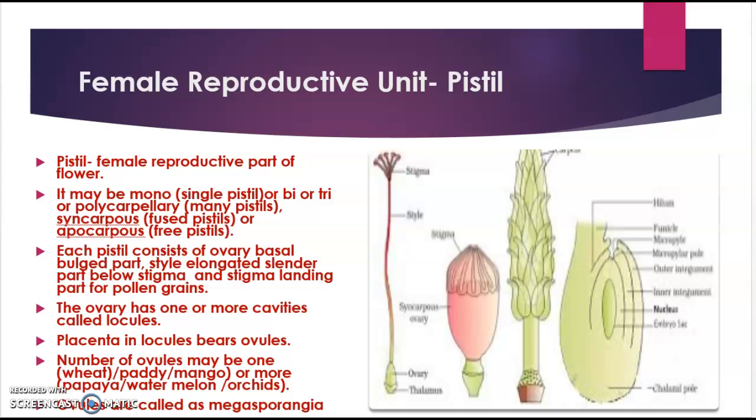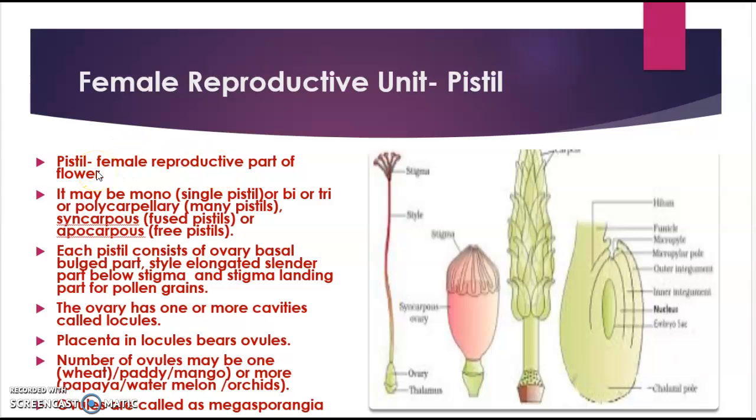Dear students, today I am going to explain my second part of the chapter sexual reproduction in plants, after microsporogenesis, which we have already done in the first part. This is about the female reproductive unit, which is also known as the pistil. Now, the pistil is the female reproductive part of the flower.